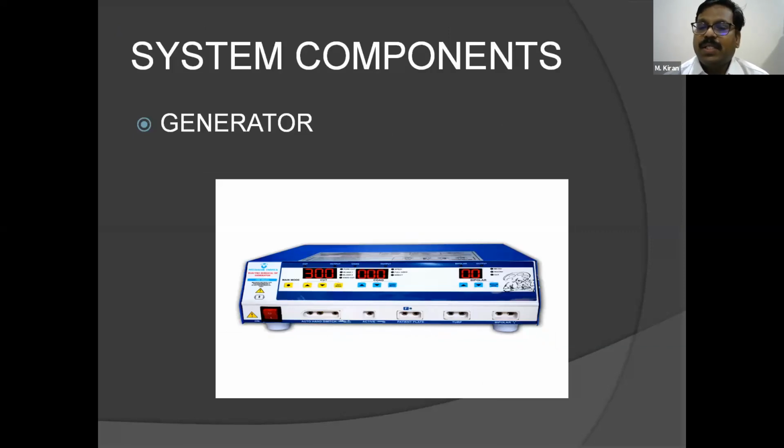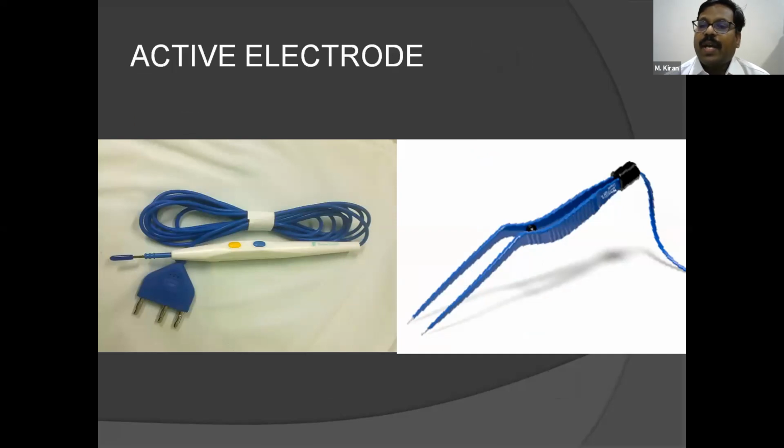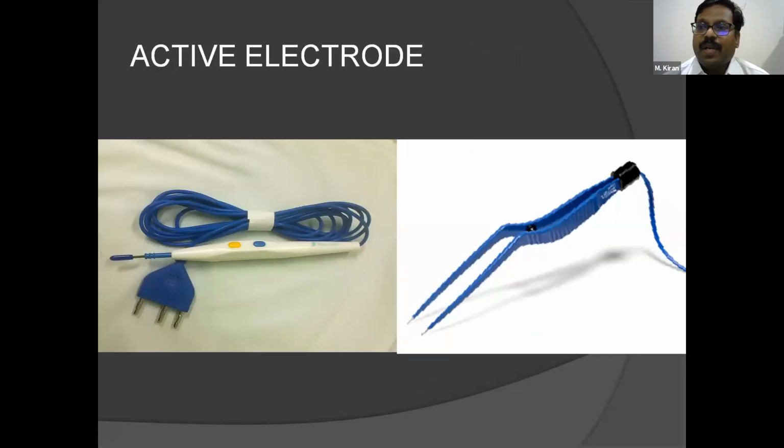In the system components, this is the main system generator. These are the inactive electrode and grounding pad, which we can also call the return electrode. This one is the inactive electrode or earth pad or grounding pad. Normally we call it a grounding pad or return electrode. This is the active electrode. The first one is the monopolar electrode, and the second one is the bipolar forceps.